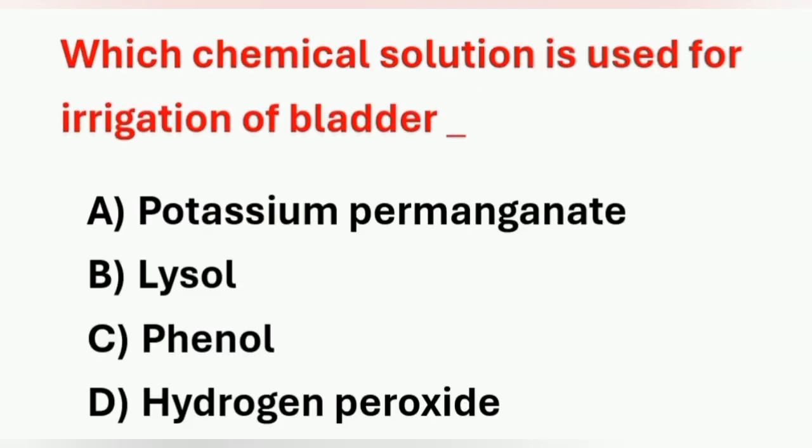Move on to the next question. Which chemical solution is used for irrigation of bladder? Options. Option A, potassium permanganate. Option B, Lysol. Option C, phenol. Option D, hydrogen peroxide. Question, among the options, which solution is used for irrigation of bladder?